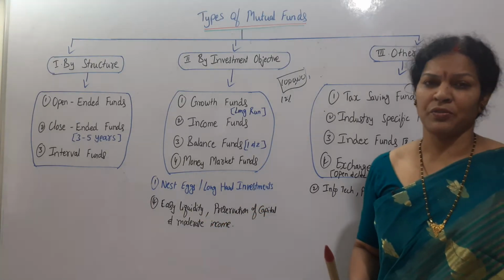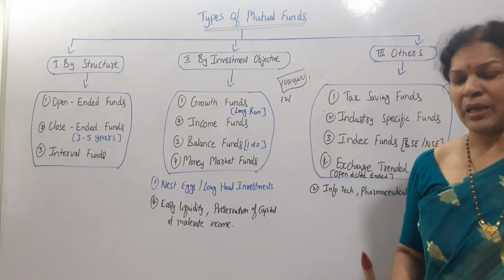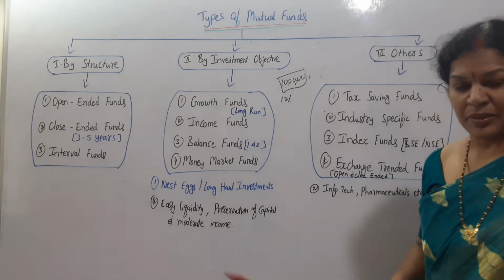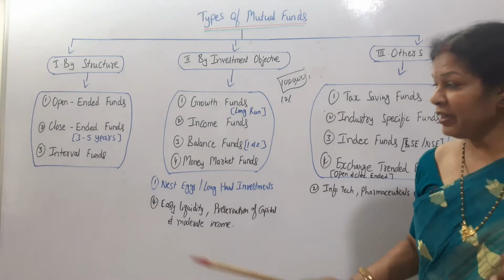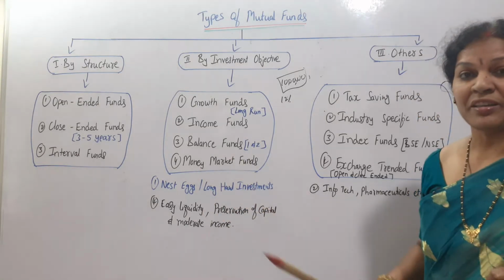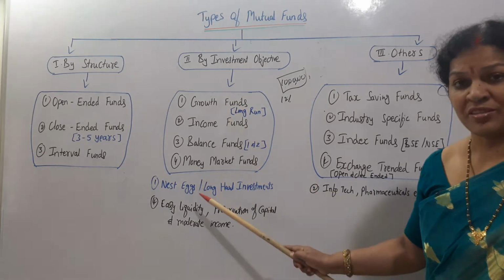Easy liquidity and preservation of capital. Capital will always be safe. There is no doubt about the capital, and also moderate income. Income you will get, liquidity is there, and preservation of capital. These are the main characteristics of the money market funds. Am I clear about this?